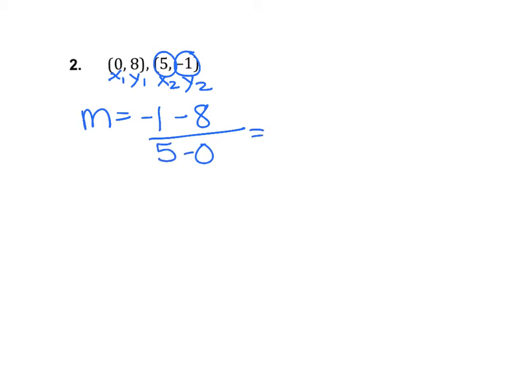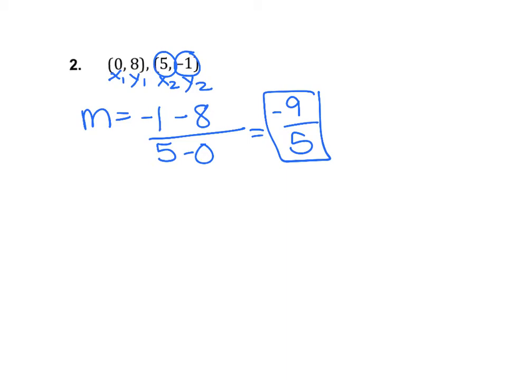All right, so we're going to write our equation in slope-intercept form. Again, our first step is always to find the slope. So m is equal to, we have our x1, y1, x2, y2. I'm going to plug it into the slope formula, which is y2 minus y1, which is 8, all over x2, which is 5, minus 0. So my slope, I'm going to have negative 9 all over 5. So there's our slope, negative 9 over 5.